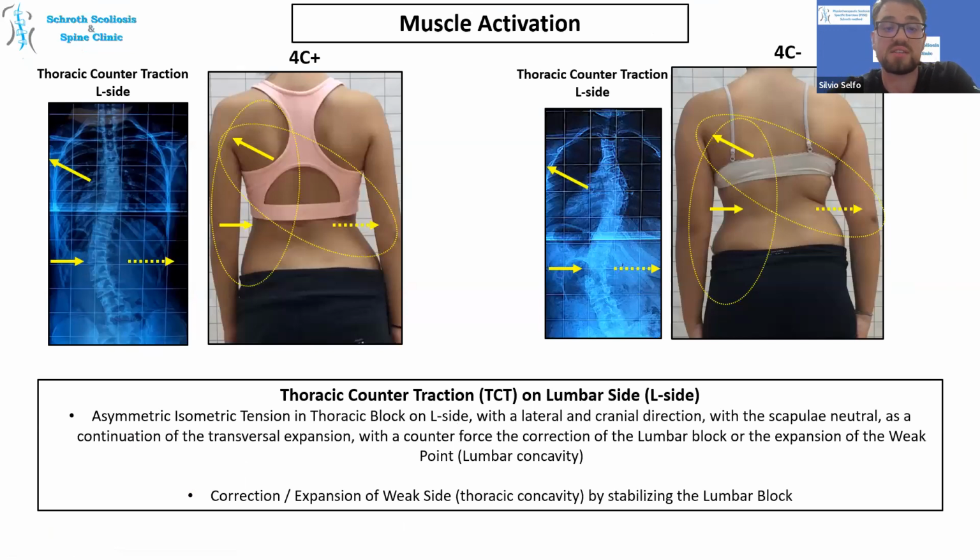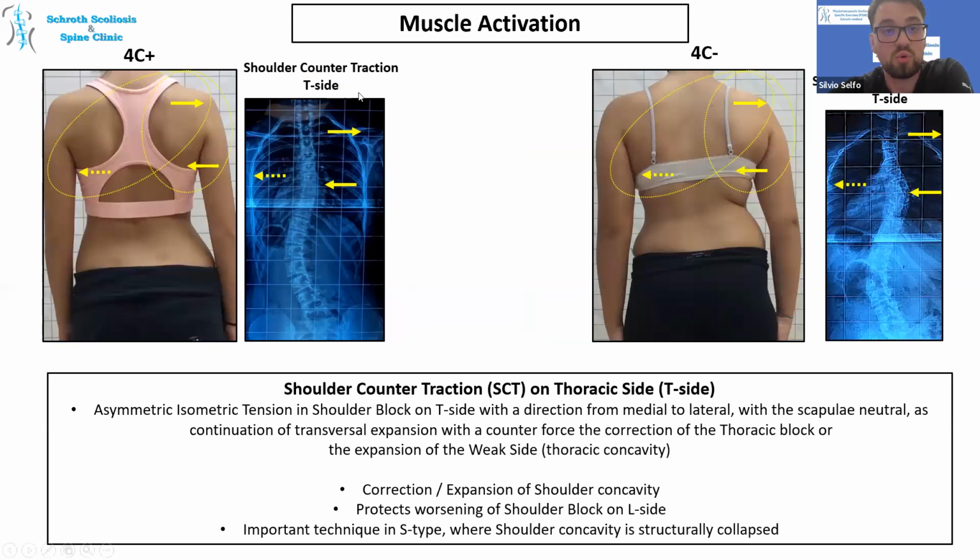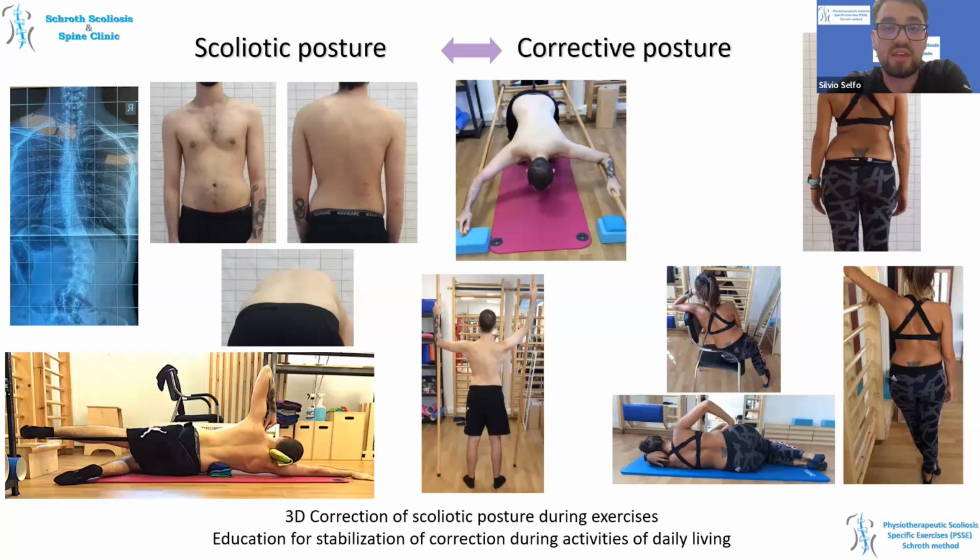In muscle activation, as I said, we have 2 techniques like thoracic countertraction and shoulder countertraction. We use thoracic countertraction to correct the weak side, and thoracic concavity. And we use shoulder countertraction to correct the shoulder block and to open the shoulder concavity. The purpose of bringing everything in 3D is to bring the patient from scoliotic posture to the corrective posture and to educate the patient for stabilization of correction during activity of daily living.